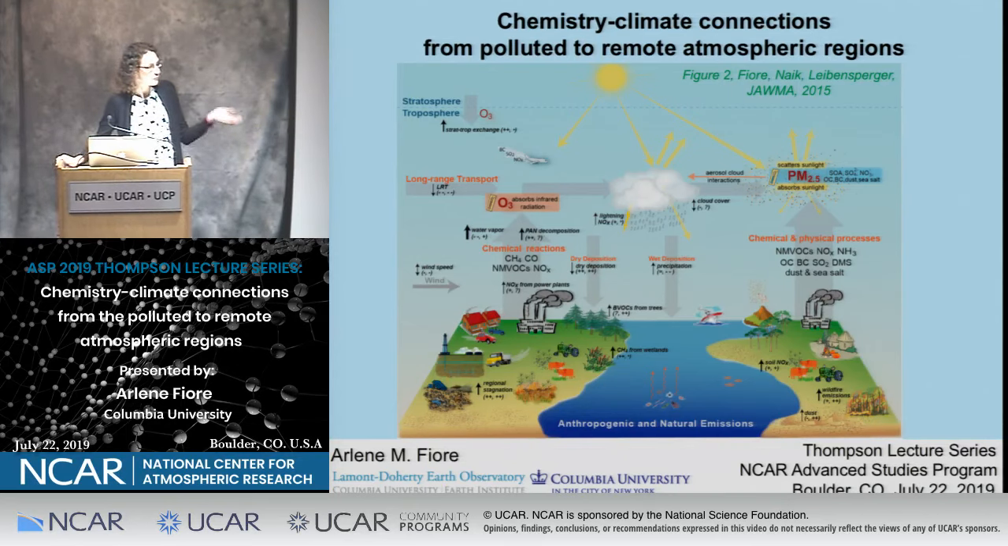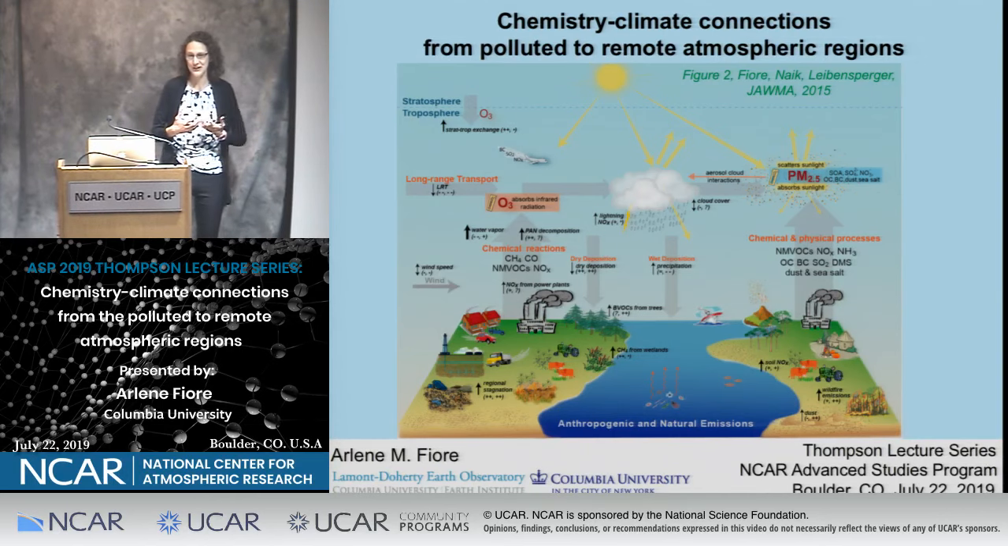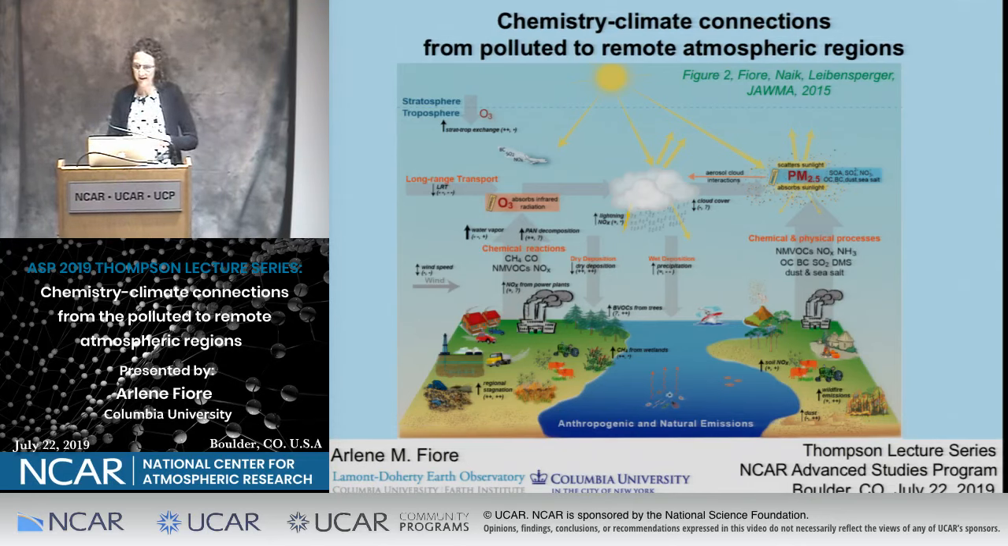I'm not going to try to talk through this schematic here. I know you can't even probably read the words on it. But the idea that I want to get across with this slide is that there are a lot of different processes by which air pollutants and the climate system interact with each other. And in our group, we're really interested in trying to understand as many of these processes as we can. We find them all pretty fascinating.